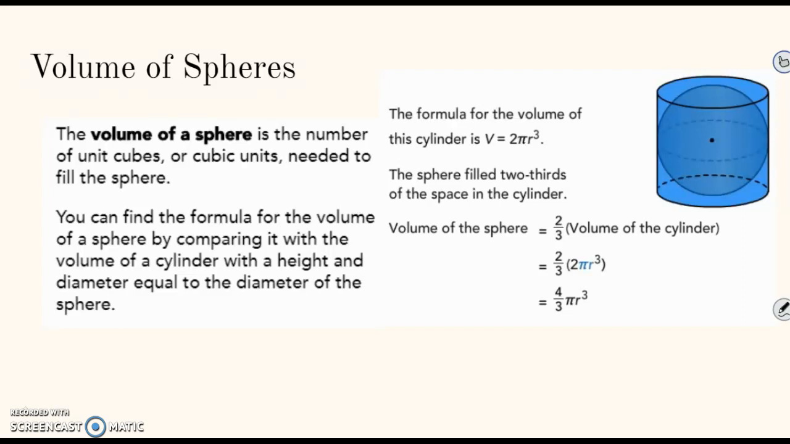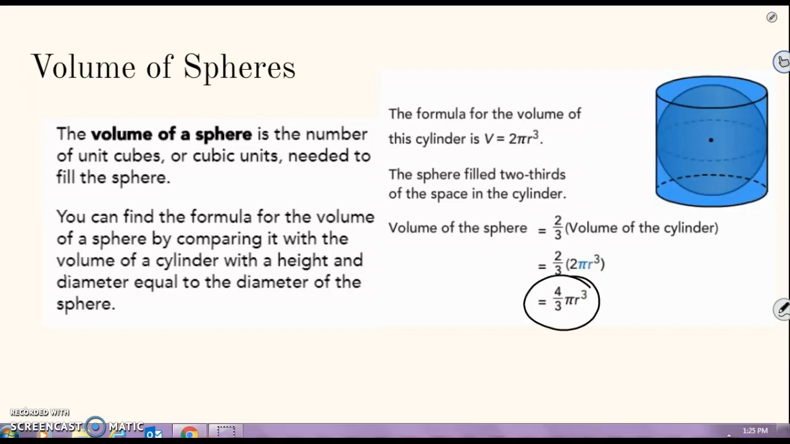So with this cylinder, the sphere only fills 2/3 of that space. So the volume of the sphere is 2/3 the volume of the cylinder. So the formula that we're going to use for volume of a sphere is 4/3 pi r cubed.